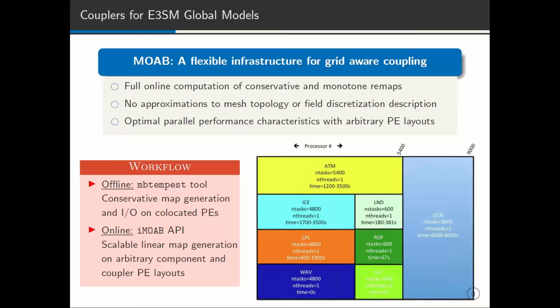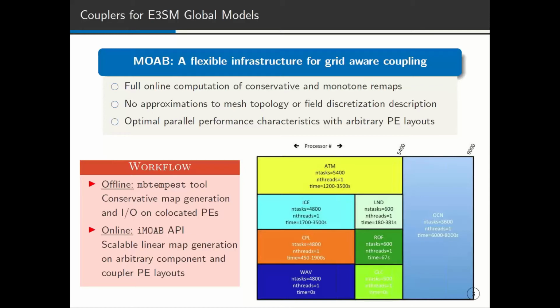The online version of the same tool essentially uses Fortran compatible APIs called iMOAB, which expose the underlying C++ API that is callable from Fortran code. So we have this integrated within E3SM so that we can compute online maps on arbitrary component-to-component projection and PE layouts as well.